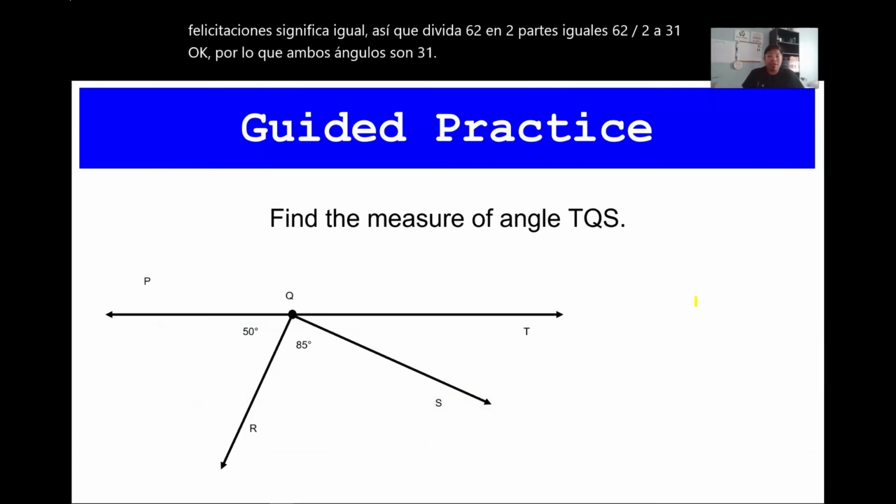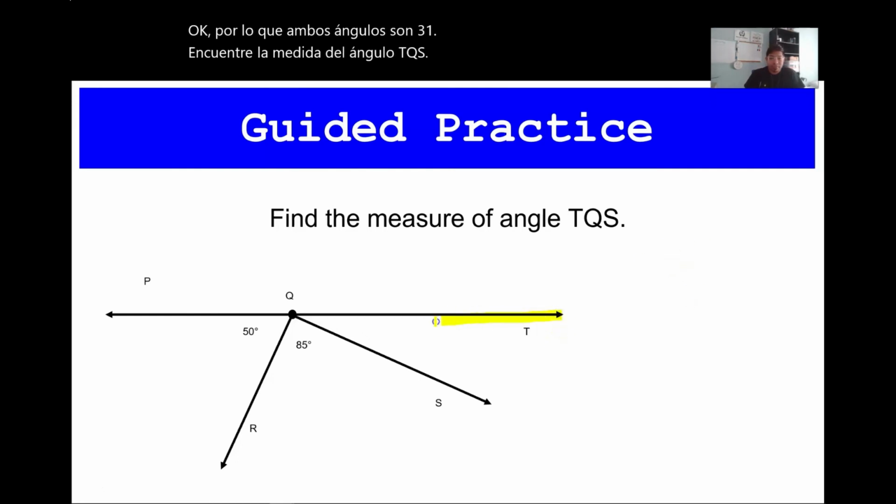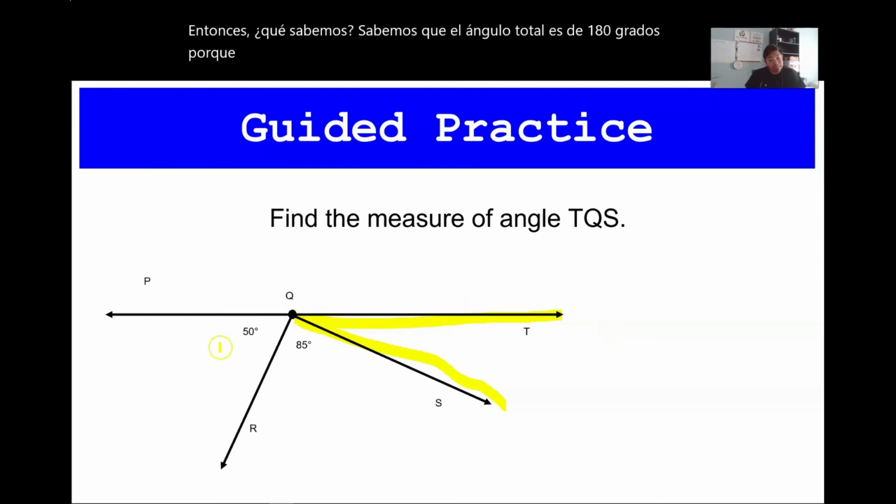Find the measure of angle TQS. So this angle right here. Okay, so what do we know? We know that the total angle is 180 degrees because it's a straight line. We know that this angle right here is 50, this one right here is 85, and if we added up this angle right here, it would be 180. So what do you need to do?